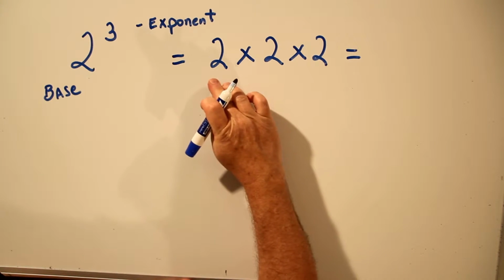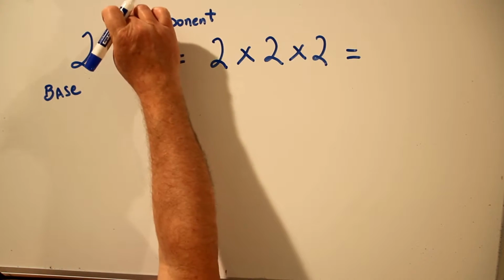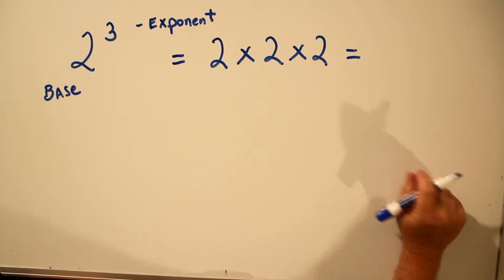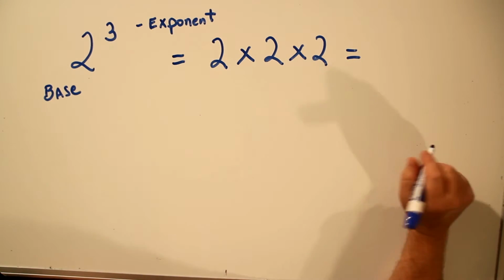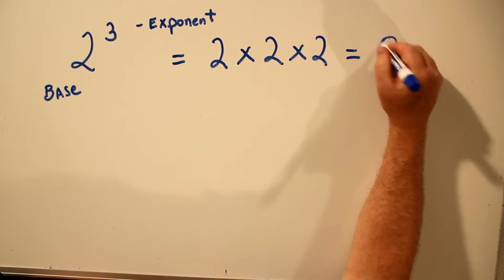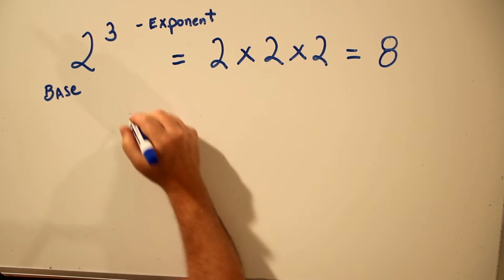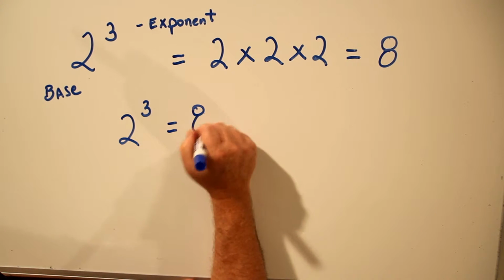So a simple way to write 2 times 2 times 2 is to simply write down 2 as the base and 3 as the exponent. 2 times 2 times 2 is the same as 2 raised to the power of 3. And of course 2 times 2 times 2 is 8. So we could say 2 raised to the power of 3 is 8.